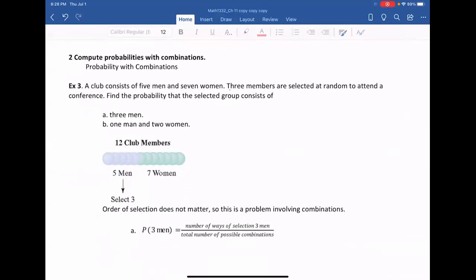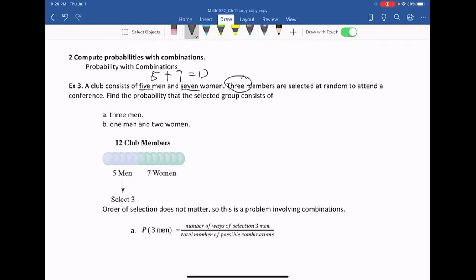The second part is computing the probability with combinations. In the example, we see a club consists of 5 men and 7 women. 3 members are selected at random to attend the conference. So we select 3 from 12 because 5 men and 7 women, 5 plus 7, totally we have 12 people. We select 3 from 12.